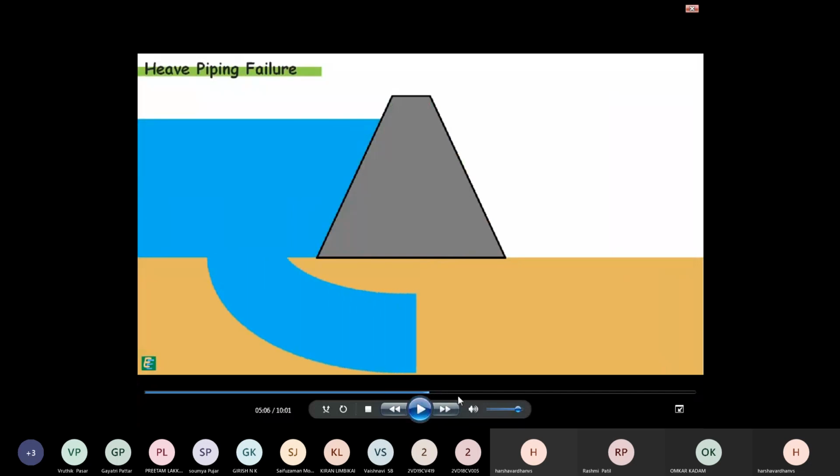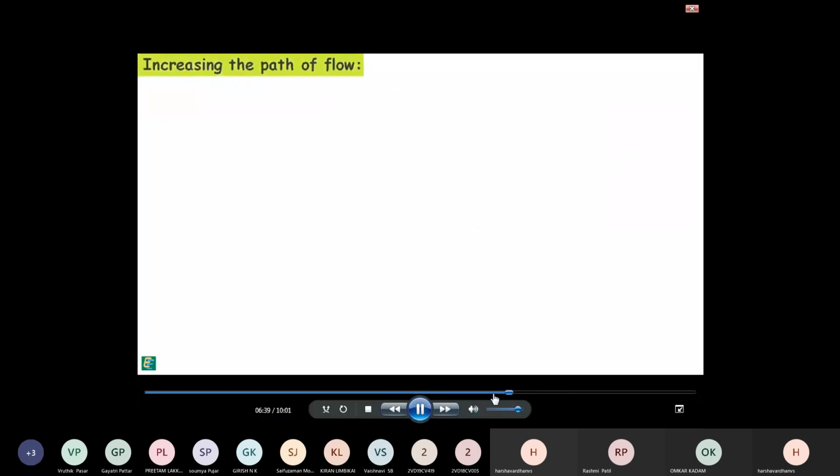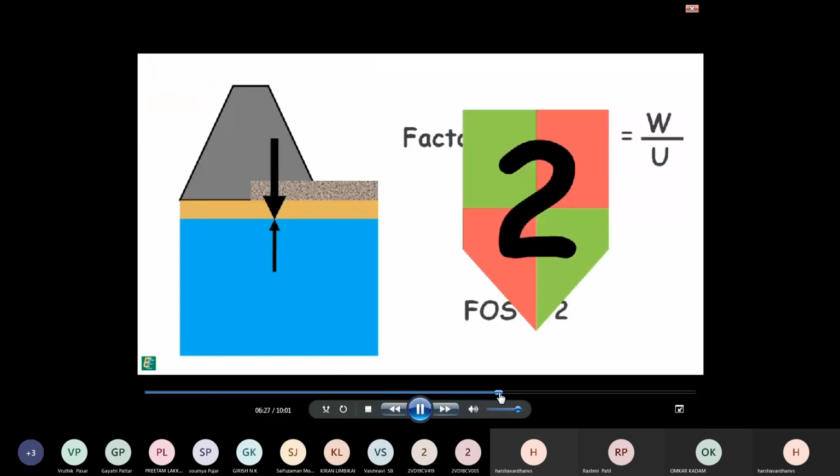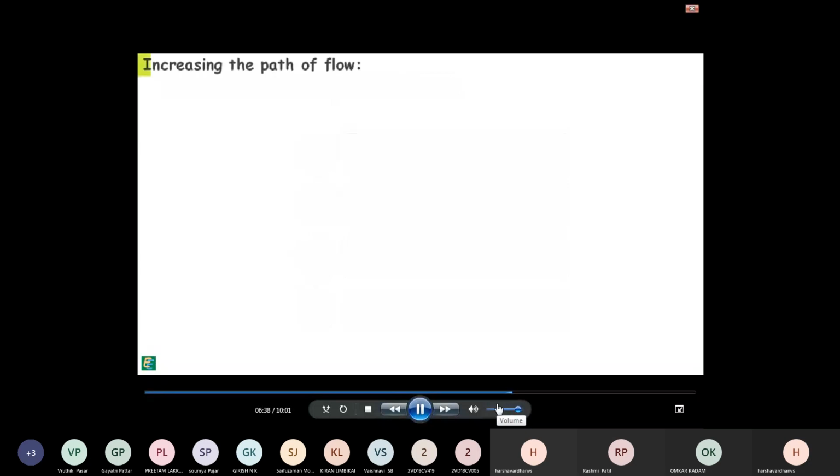So how to prevent these failures? To prevent the piping failure, there are many methods. First is to increase the path of the flow. Exit gradient is h divided by L. So if you are increasing L, then you are decreasing the gradient. If you increase the length, you are decreasing the gradient.